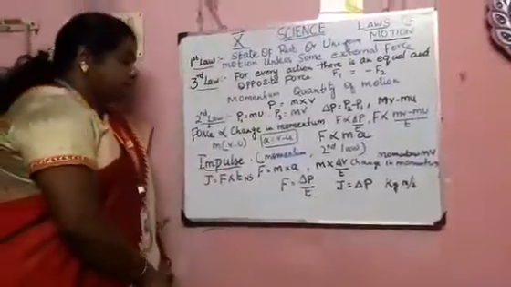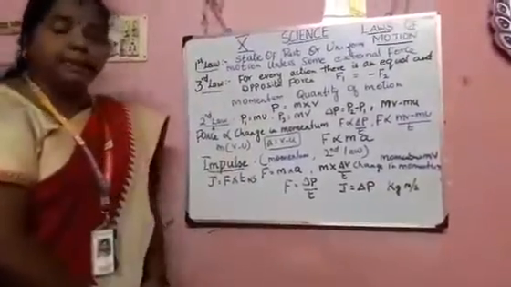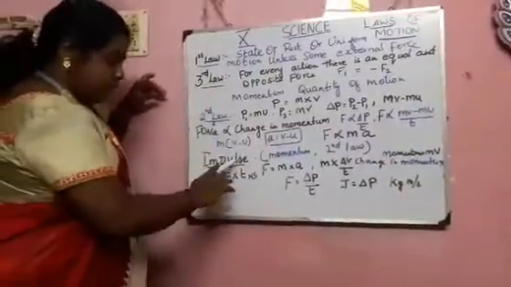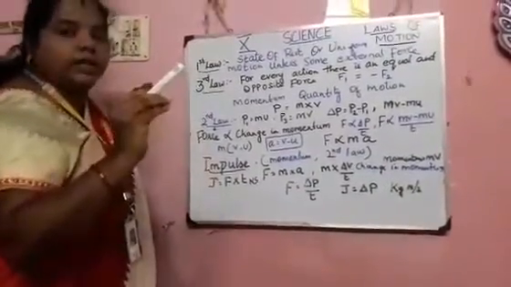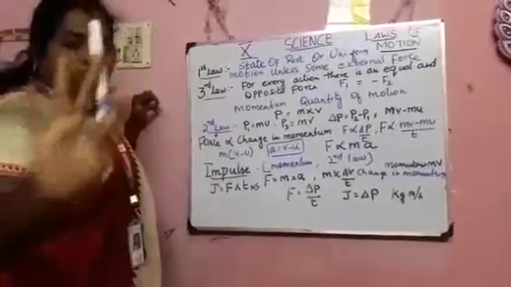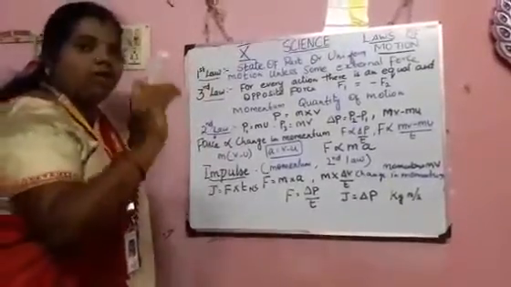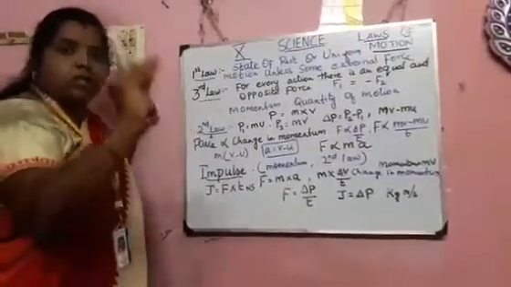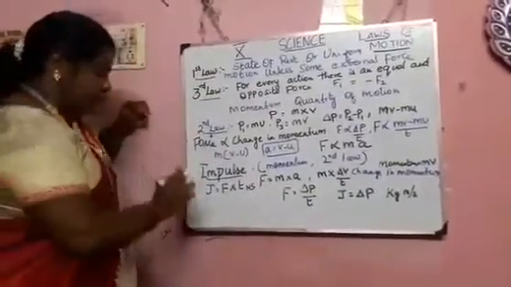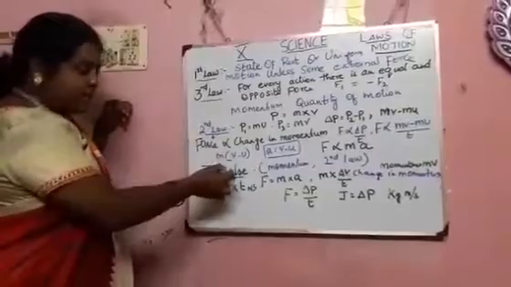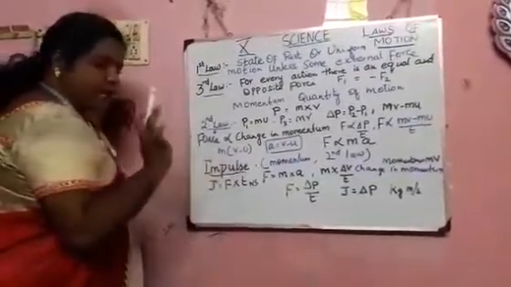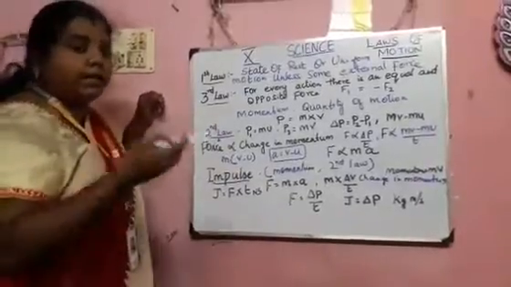And next one, impulse. Generally, impulse means force with respect to time. Okay, it is one way of definition. Impulse means a force with respect to time. So J represents the term impulse. So J equals force times time. The unit of force is Newton and the time is second.